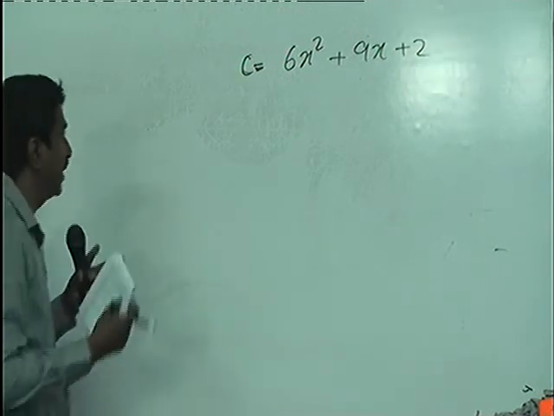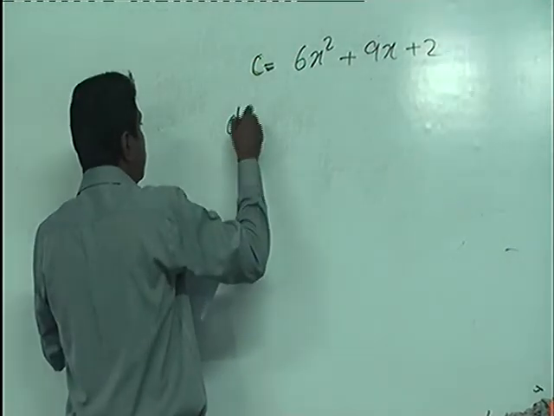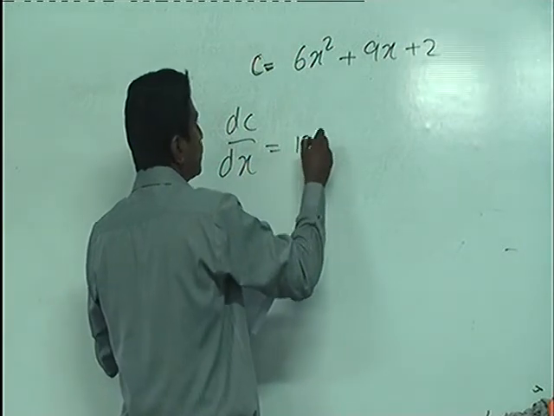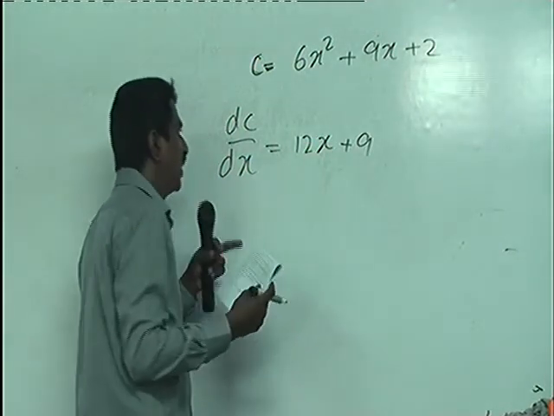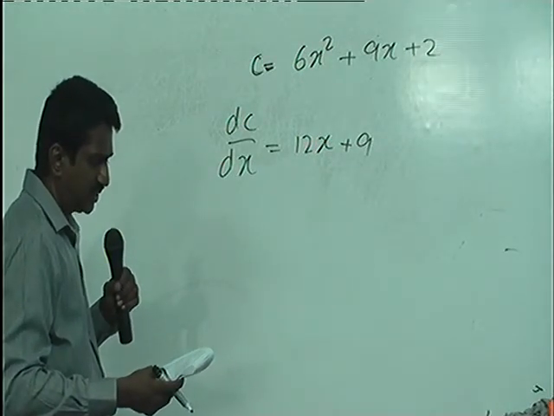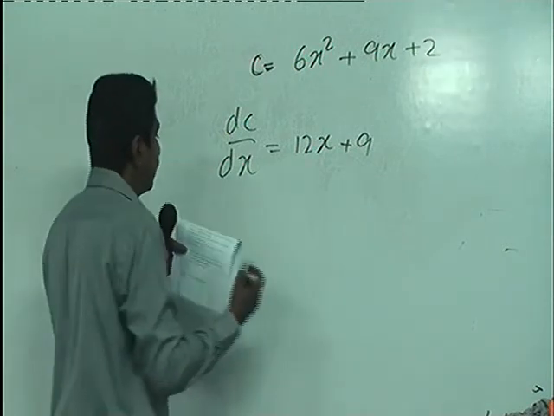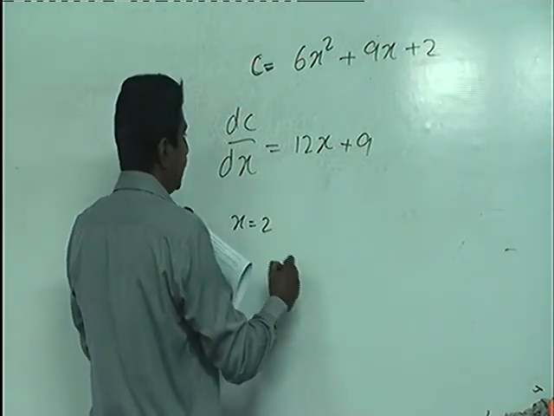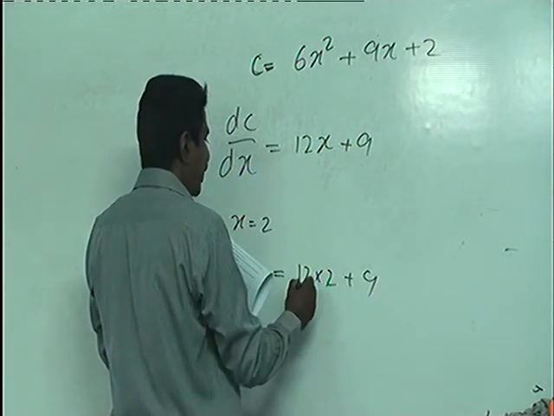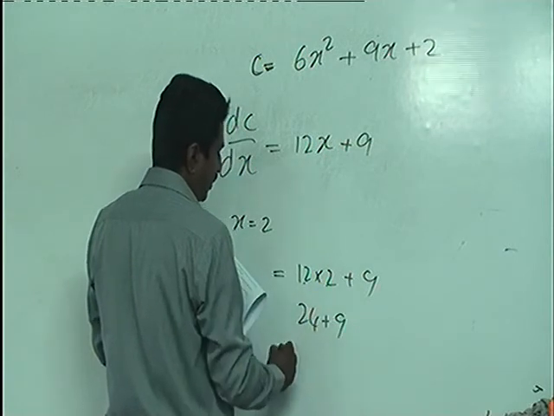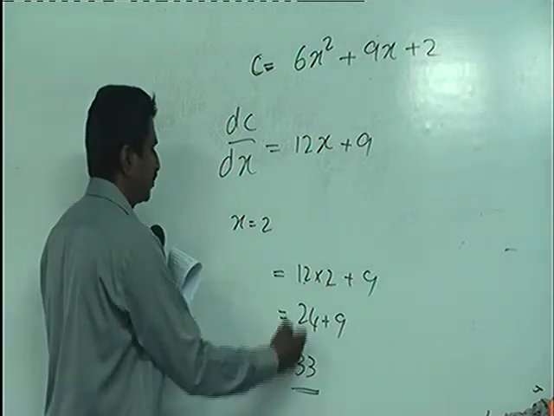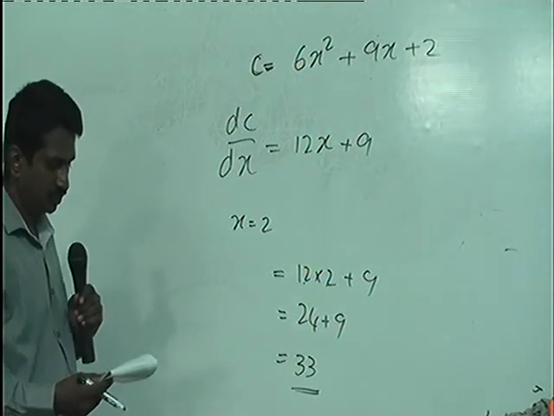Rate of change means differentiation. dC by dx. Rate of change is the differentiation. So that is 12x plus 9. You need to find the rate of change when you produce 2 units. When x equals 2, this is 12 into 2 plus 9. 12 into 2 is 24, plus 9 is 33.